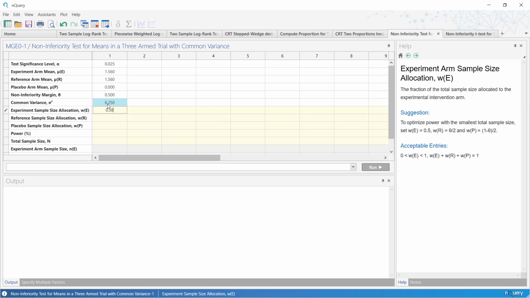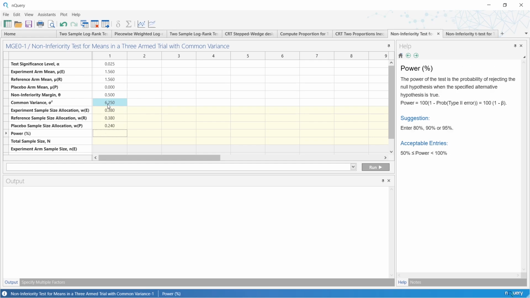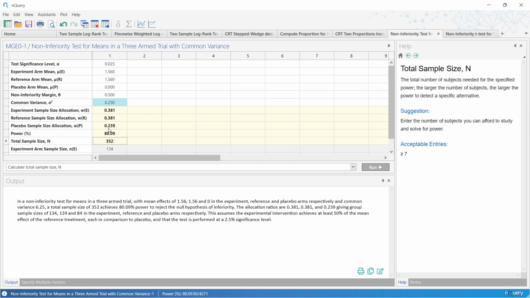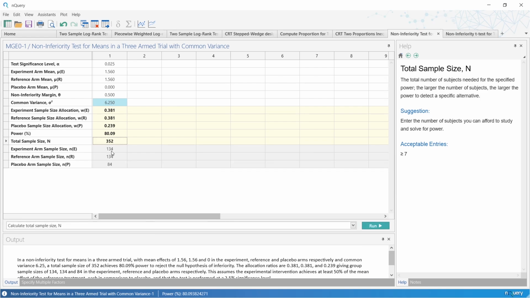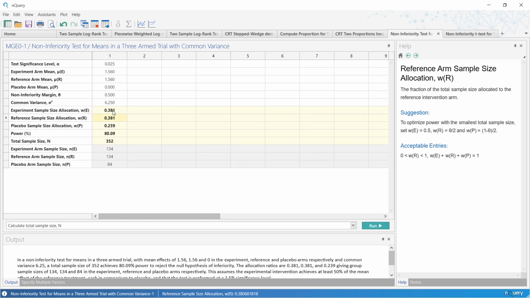We had our allocation ratios of 0.38, 0.38, and 0.24, and a power of 80%. And you see we get a sample size of 352. Technically, these are 134 instead of 133, but that's probably just due to very small rounding issues. I've verified this against other software, and this is the correct example for these allocation ratios.